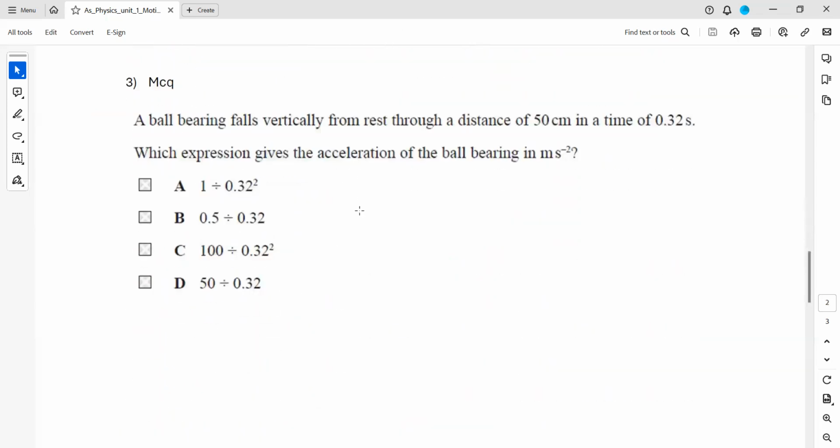In question 3, a ball bearing falls vertically from rest. If something drops from rest, what is the initial velocity? It is 0. And the distance is 50 centimeters. You have to convert into meters, so 0.5 meter, because centimeters must be converted to meters. And it took 0.32 seconds. Which expression gives the acceleration? How can we work it out? We have the distance, the initial velocity which is 0, and the time.